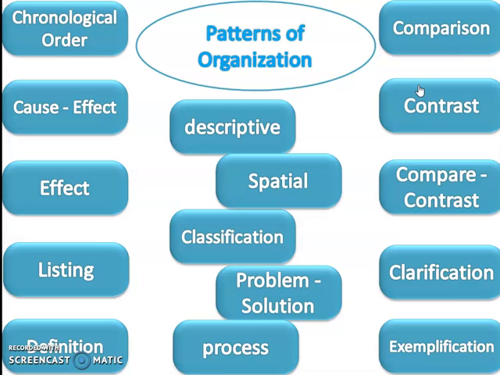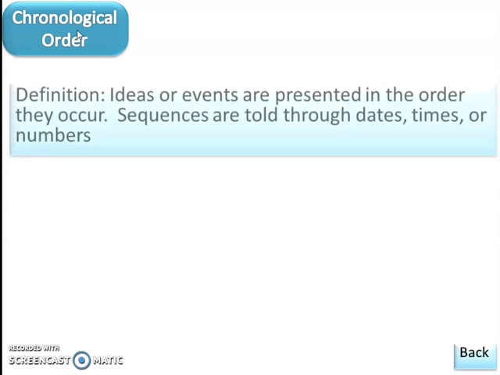This is the list that you have to know about the patterns of organization. It includes all of the possible patterns. Let's start with the first one. In each one of the patterns, we're going to explain it, give an example, and then give the signal words.